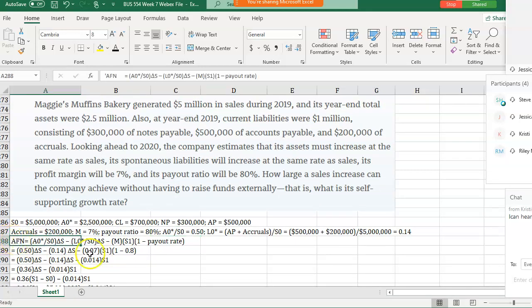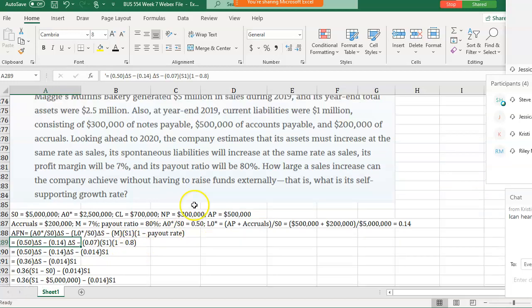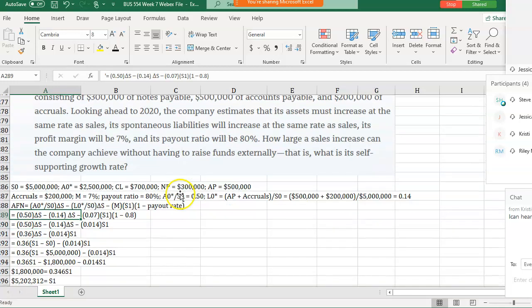So with that information, that 0.5, which is 2.5 million divided by 5 million, I can take my original AFN formula right here. That's the full formula, and I can plug in some of the data now. I know that A0 divided by S0 is 0.5. I know that L0 divided by S0 is 0.14. I know what my profit margin is, 0.07. I know what S1 is, or I can solve for S1, I should say. I know that 1 minus my payout is 1 minus 0.8.